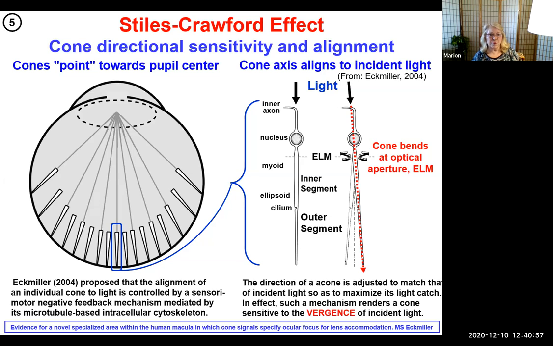So in 2004, I proposed that the alignment of an individual cone to light is controlled by a sensory motor negative feedback mechanism mediated by its microtubule-based intracellular cytoskeleton. The direction of a cone is adjusted to match that of incident light so as to maximize its light catch. In effect, such a mechanism renders a cone sensitive to the vergence of incident light, so to the direction it's coming from.